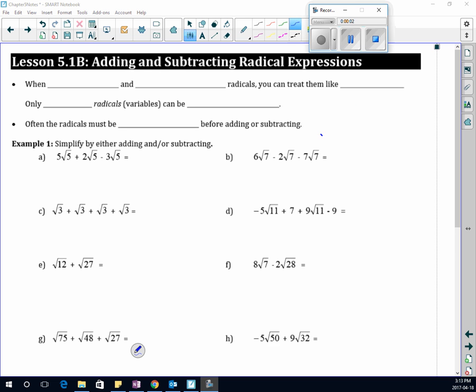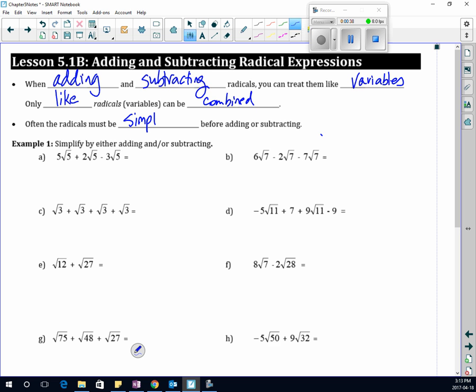Okay, so today we're going to do adding and subtracting radical expressions. So, when adding and subtracting radicals, you treat them like variables. Only like radicals can be combined. Often, radicals must be simplified, and that's what you did in yesterday's lesson, before you can add and subtract.